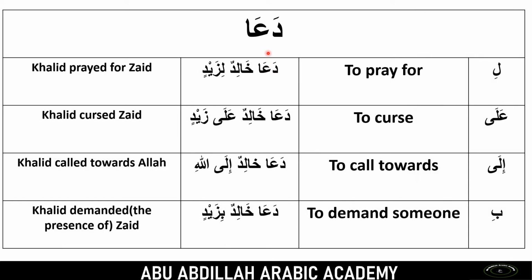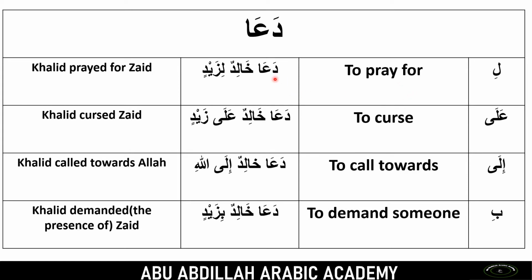So here I have the verb da'a. Da'a means to pray or to call. Now with this da'a, I have these four huruf jar, or prepositions, that go with this verb, and each of them produces a different meaning. For example, if you use the huruf jar la with da'a, then it gives the meaning of to pray for.